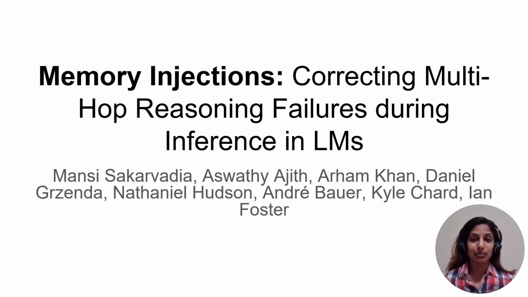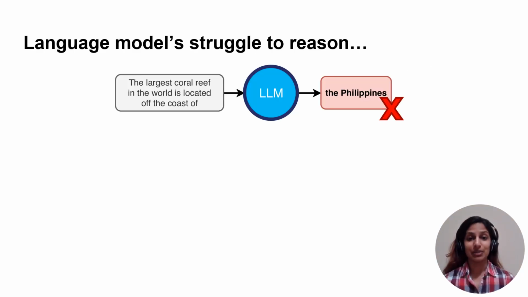I'm a second-year PhD student at the University of Chicago, and today I'm presenting our group's work titled Memory Injections: Correcting Multi-Hop Reasoning Failures During Inference in Language Models. We're going to start with a problem statement.